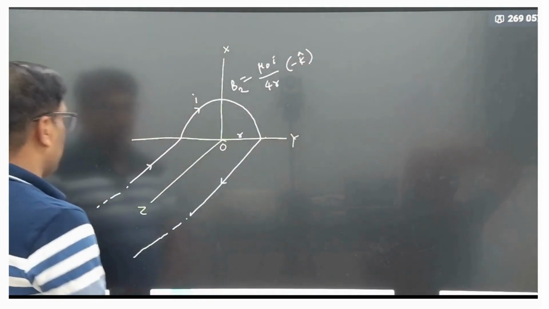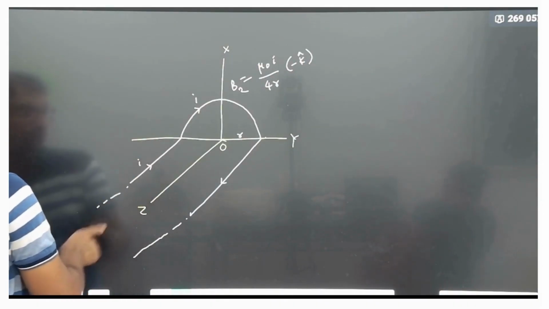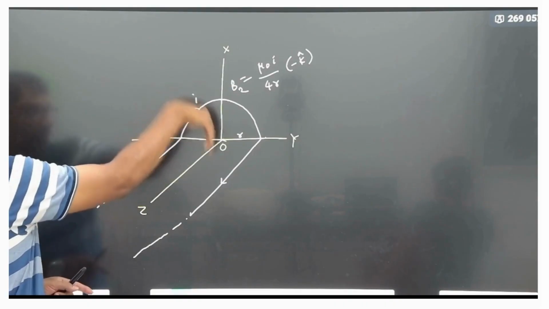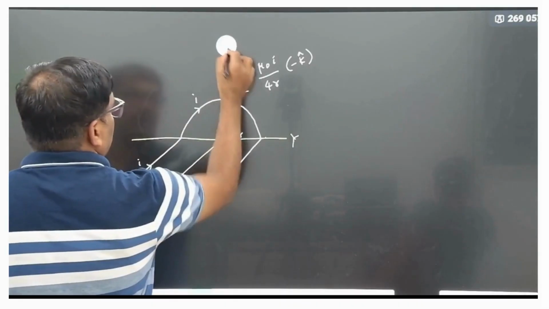Clear? So due to this one, right? This one part is along the Z axis. This is the current, the magnetic field here is in the downward direction. How is it? Sorry, here no. This is here. We'll take it as.